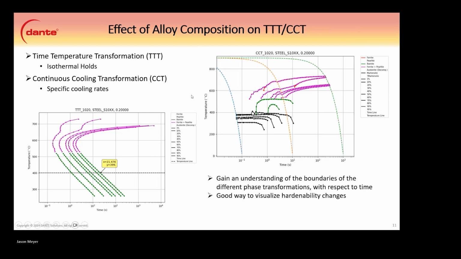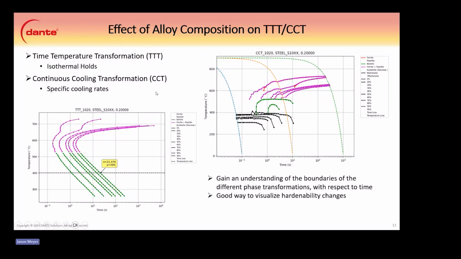The time temperature transformation deals with isothermal holds. So if you're holding down here, you can see the plot here. We can expect to start transformation to bainite if we held at 400. At about 1 second, we can see the start of transformation, and then like 90% complete is somewhere along this, oh, sorry, this 21 seconds here.